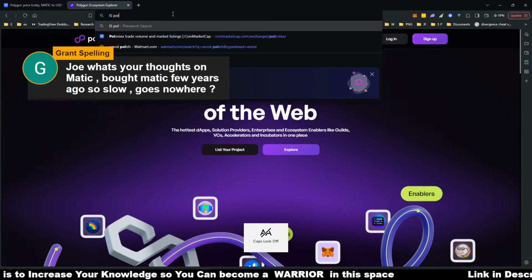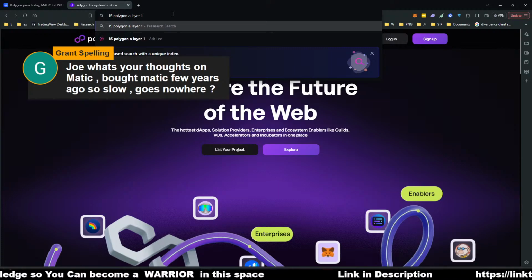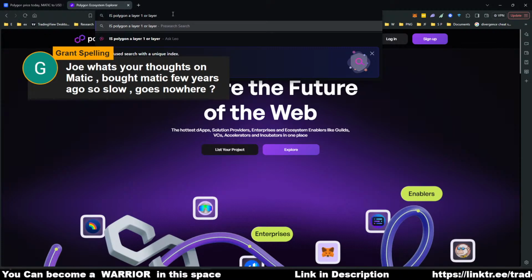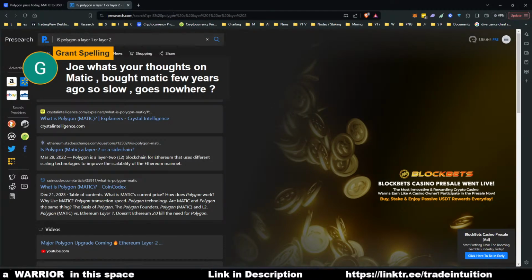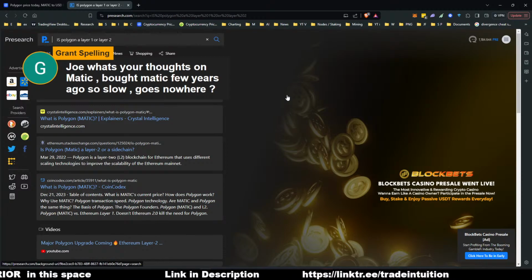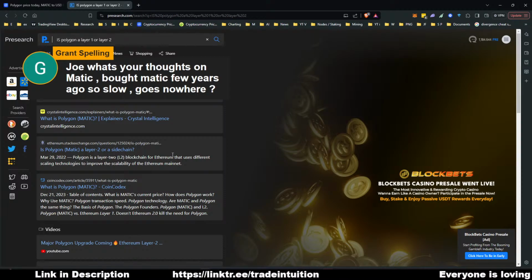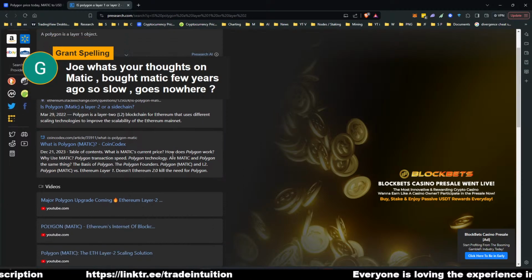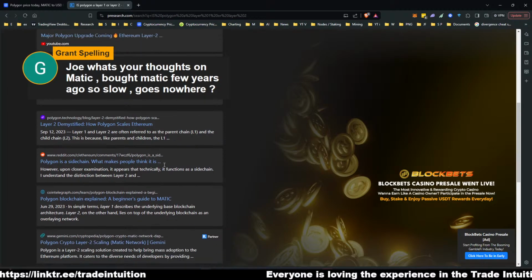Is Polygon a layer 1 or layer 2? It's a layer 2 sidechain for Ethereum. I always thought it was a layer 1, unless I'm getting confused with something else. Okay, layer 2 sidechain Ethereum.